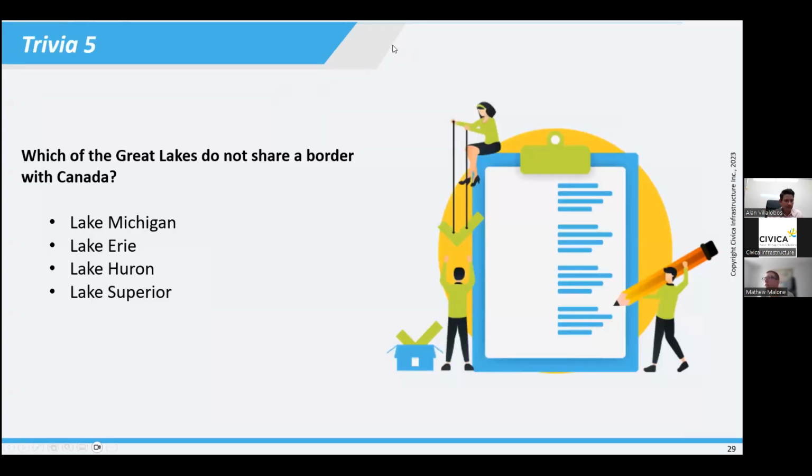Okay, so we have trivia question number 5. Which of the Great Lakes does not share a border with Canada?